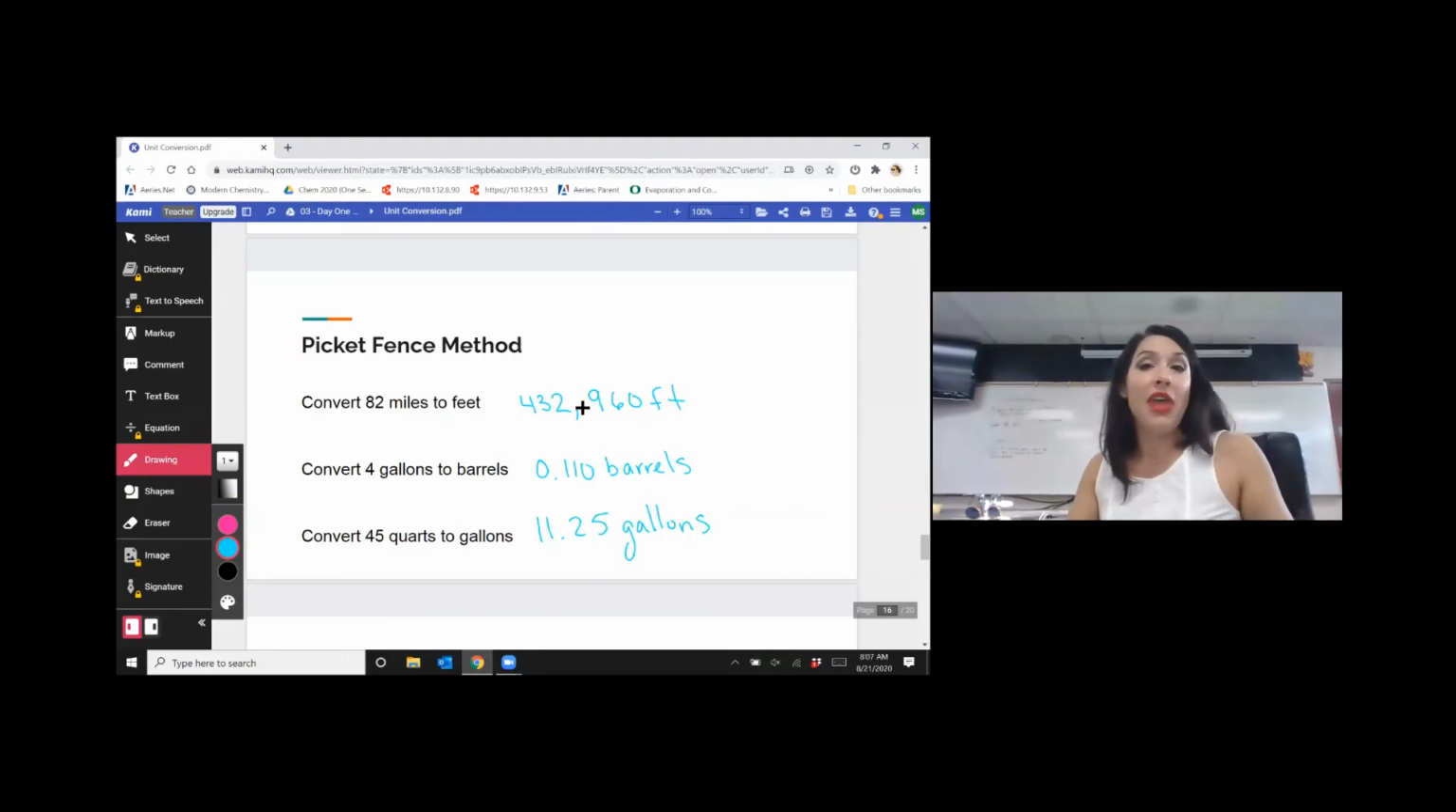Now, if you feel good about that, we're going to move on to some multi-step unit analyses. And in this case, I think you'll see why the picket fence is so useful, because instead of doing one calculation, then another calculation, then a third, we're just going to set up a bigger picket fence and do it all at once. It's a much quicker and more efficient way.